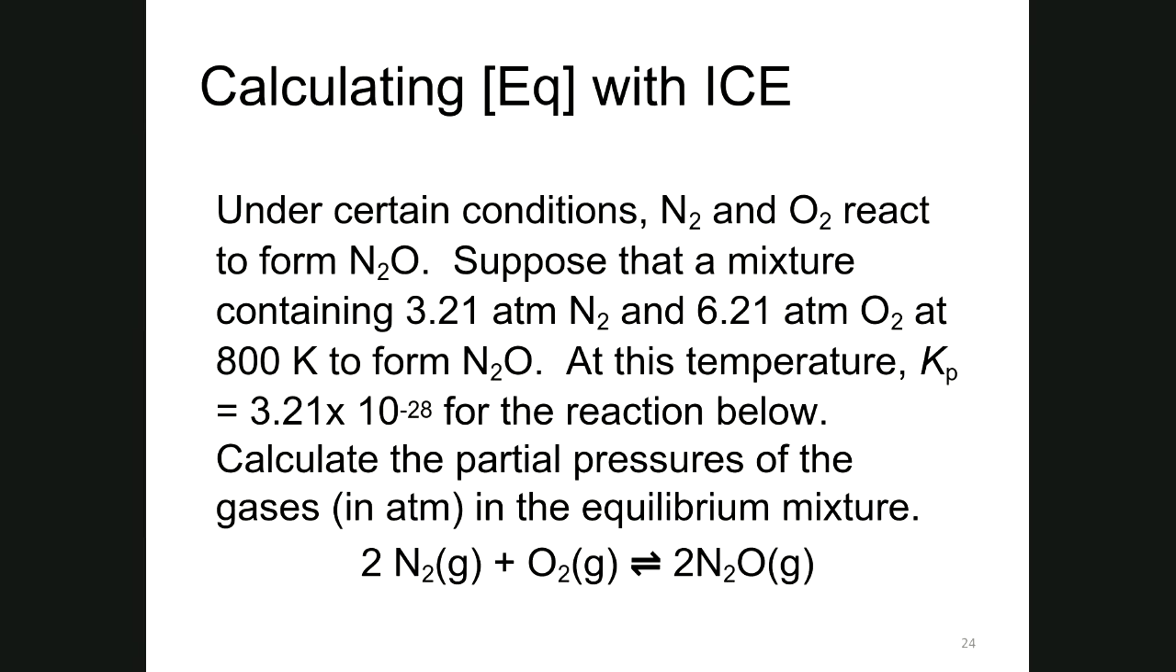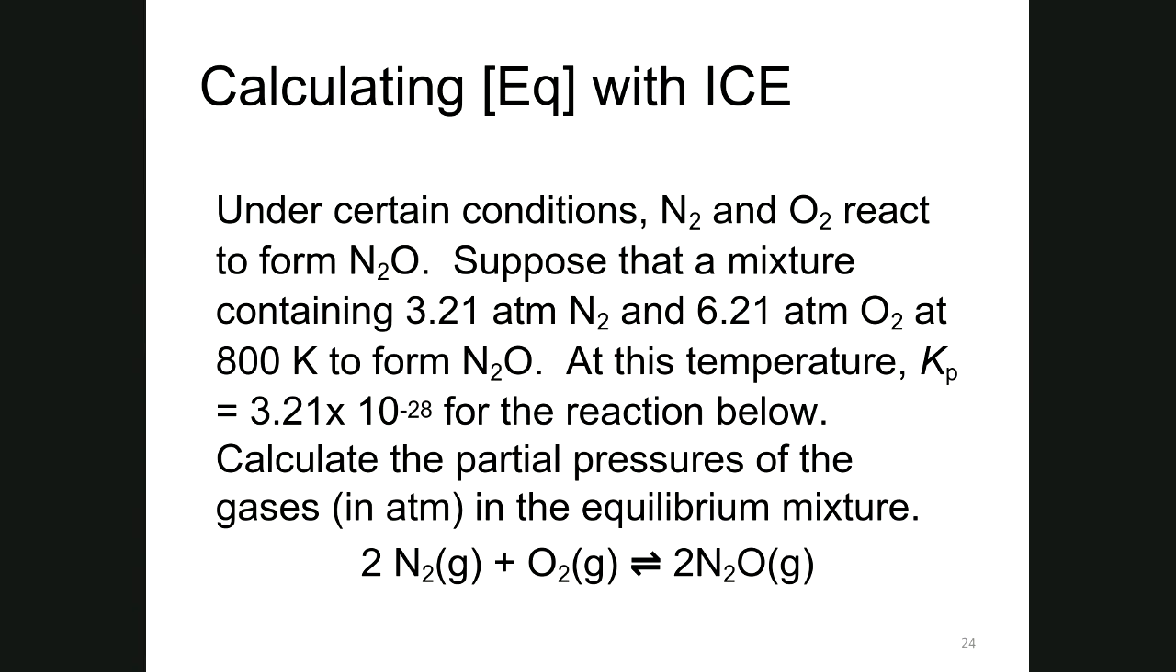So here, again, we're trying to find our equilibrium concentrations, and we're going to use an ICE table to do that. Under certain conditions, N2 and O2 react to form dinitrogen monoxide. Suppose a mixture containing 3.21 atmospheres of nitrogen and 6.21 atmospheres of oxygen at 800 Kelvin form our N2O. At this temperature, Kp is 3.21 times 10 to the negative 28th. Calculate the partial pressures of the gases in the equilibrium mixture.